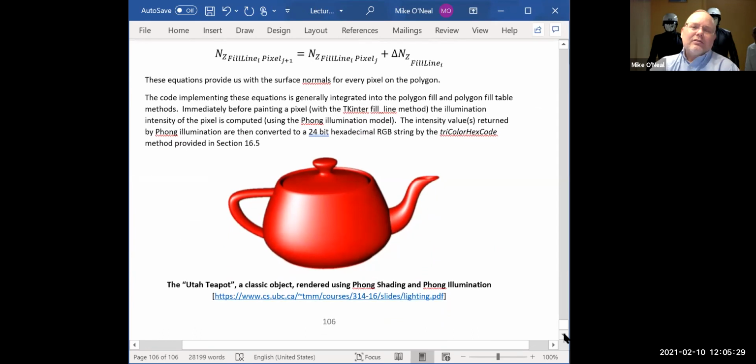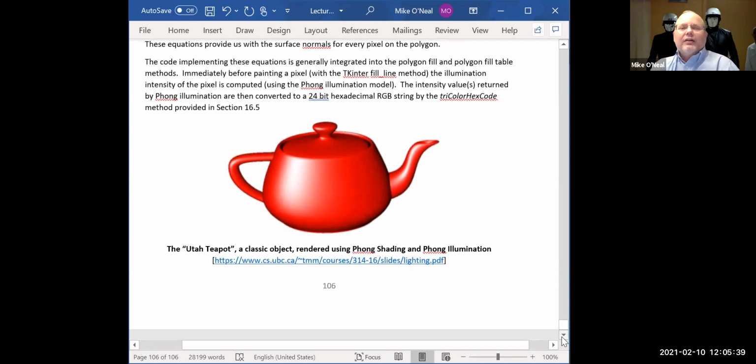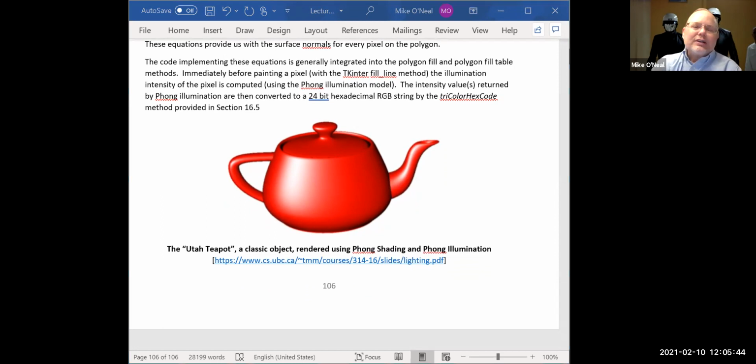And then we end with a beautiful Utah teapot. It's just pretty, and I had a little extra space on this page, so I said, I'm going to put a Utah teapot there. The Utah teapot is a classic object. You can probably find a polygonal mesh for it online somewhere.